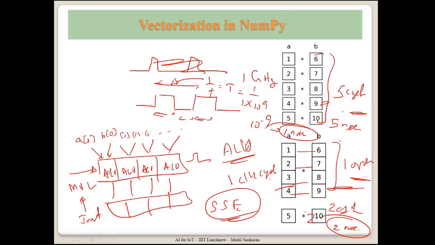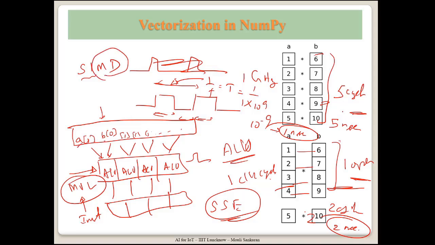Now what is it that you need? You need hardware which is capable of having multiple ALUs, and then you need hardware to provide this kind of instruction feeding the data, multiple data for a single instruction. So SIMD: a single instruction, which is a multiplication operation, performed on multiple data simultaneously. This is called SIMD architecture, and another name for this is a vector processor.